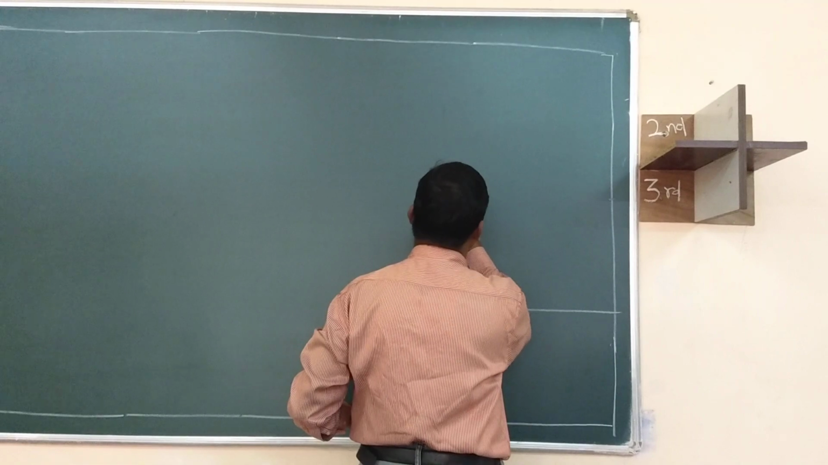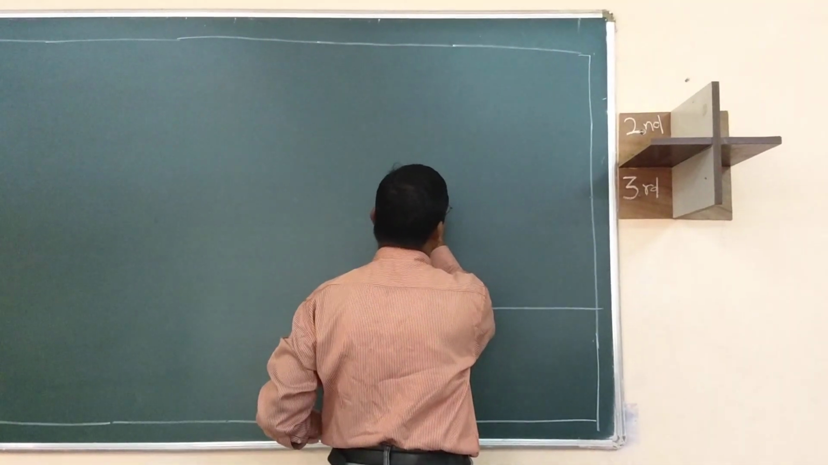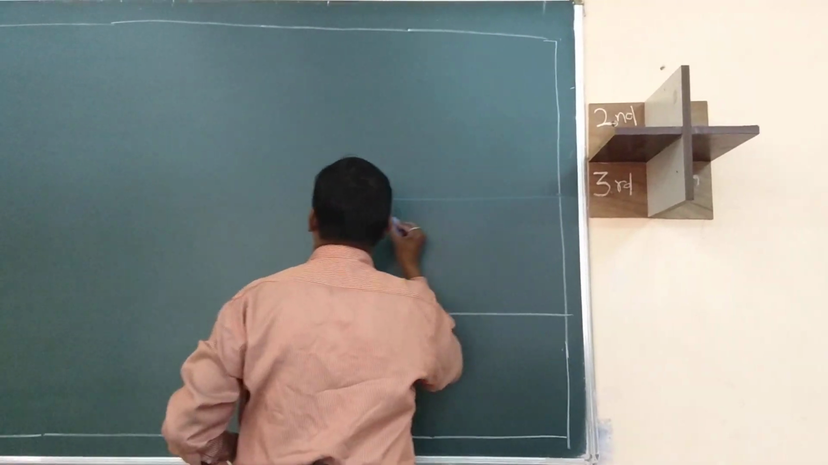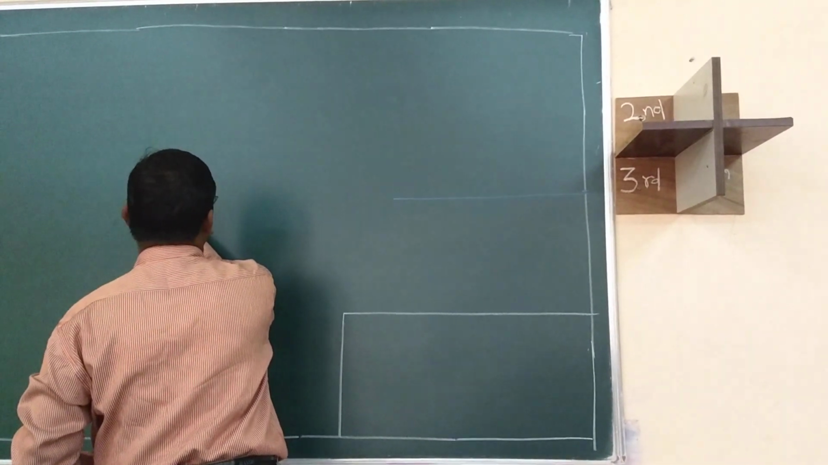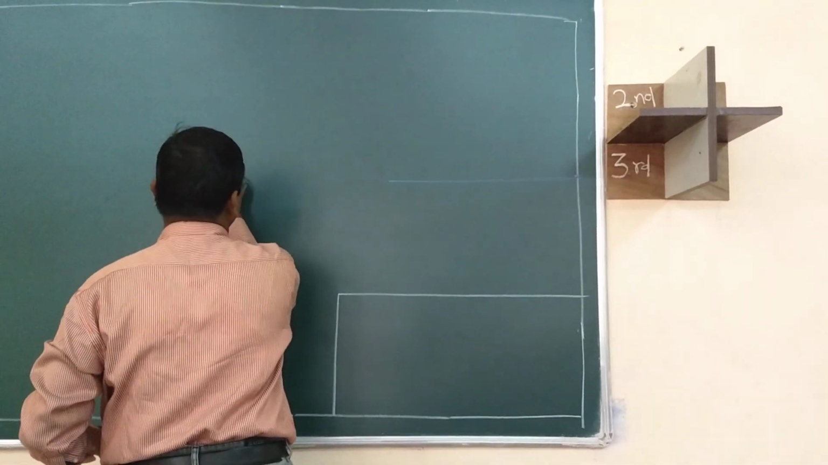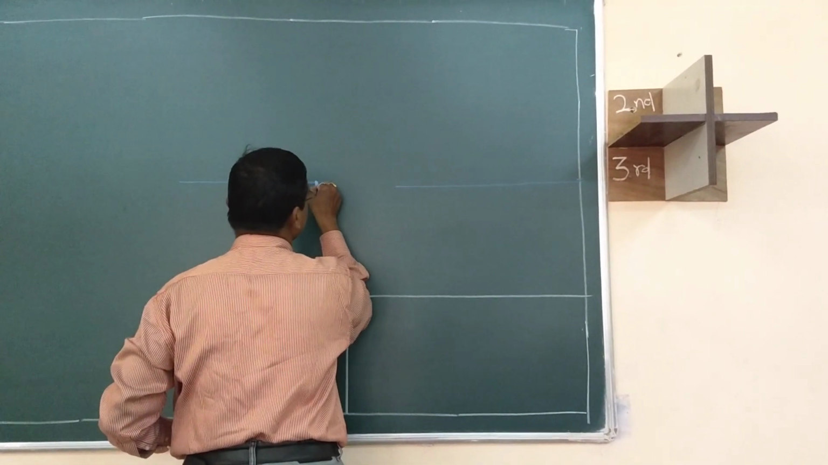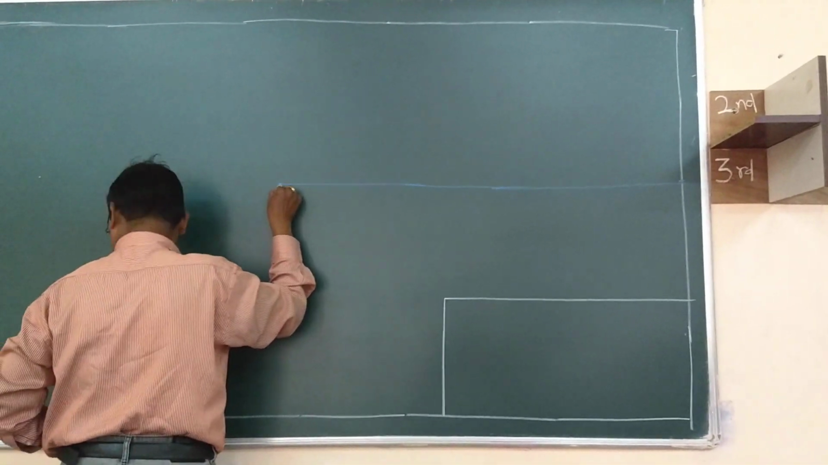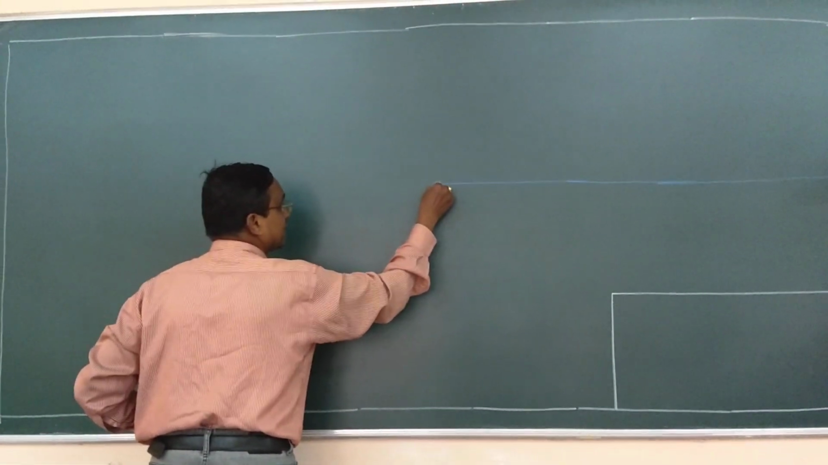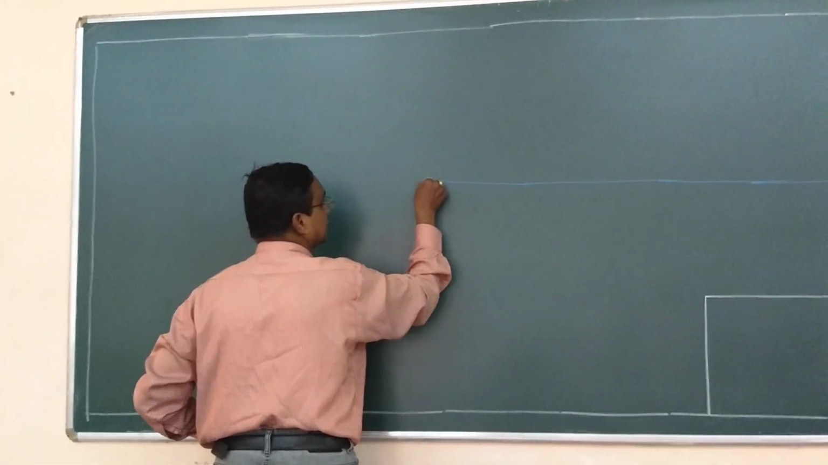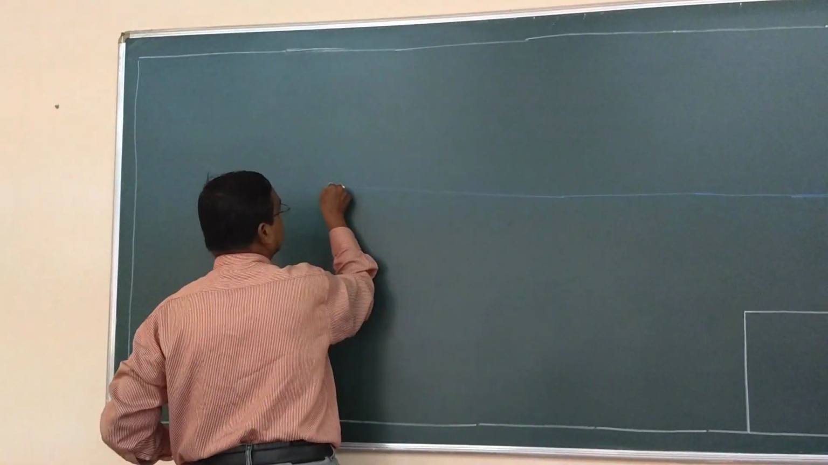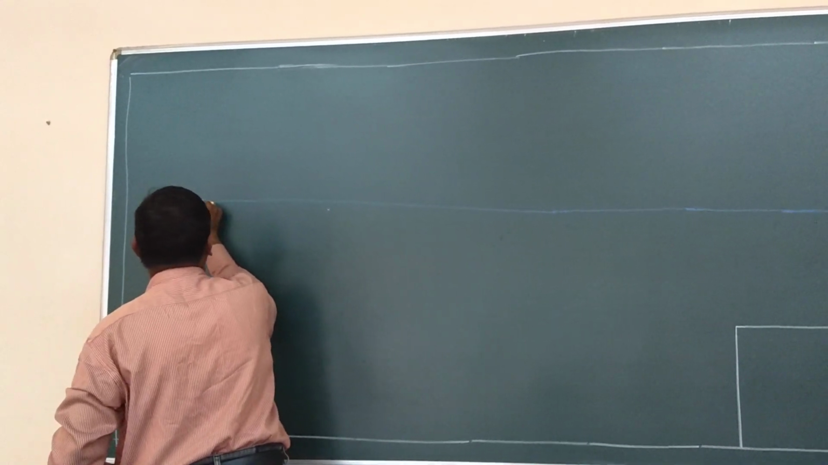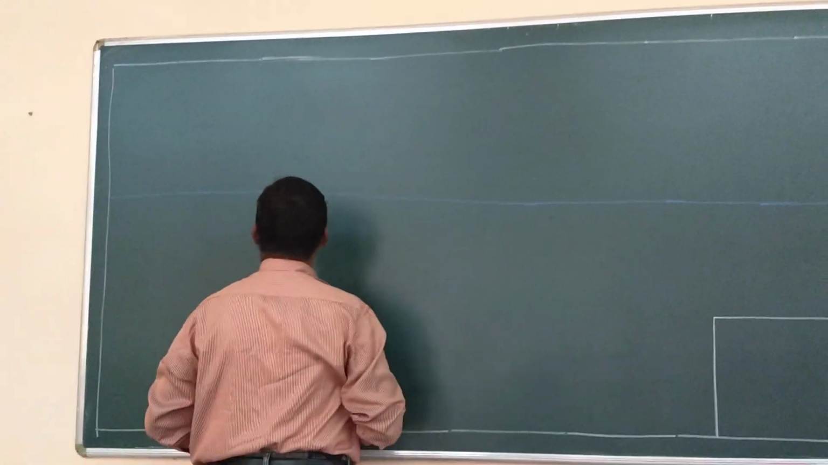Use your mini drafter and 1H pencil. Gradually you draw the line. Gradually you extend the line from right side to left side. Right?